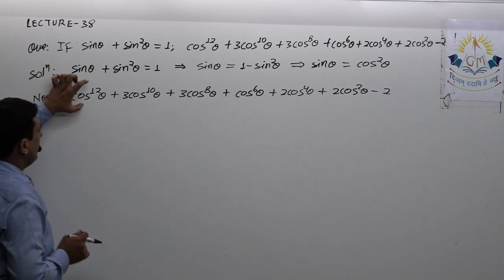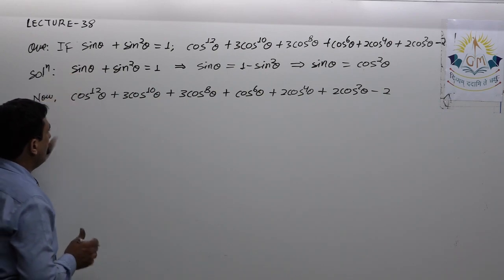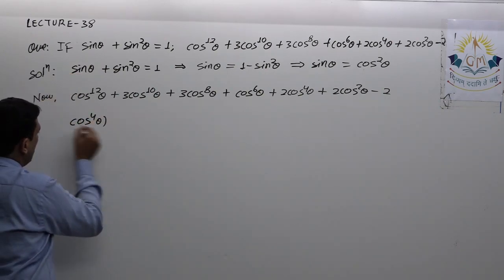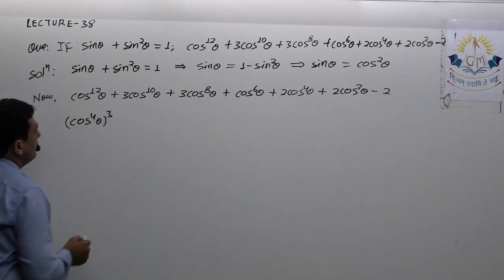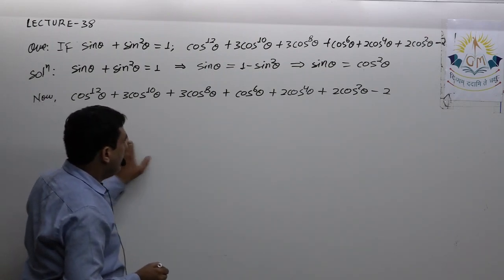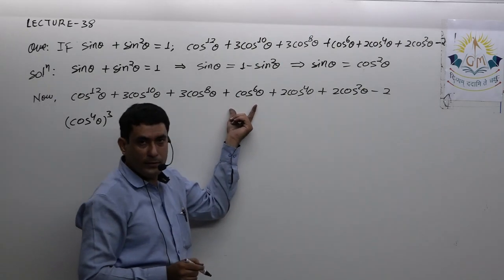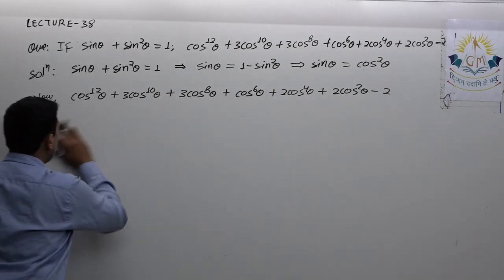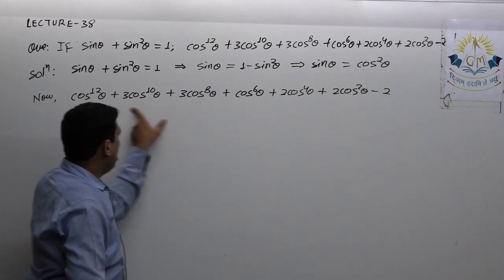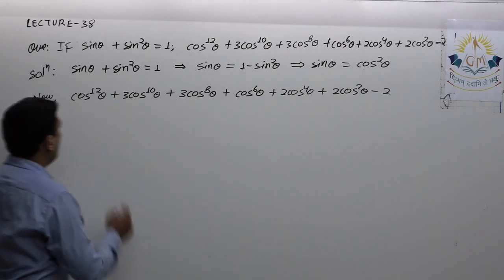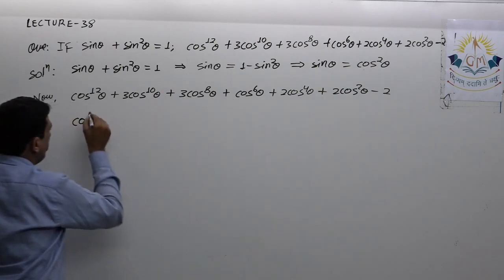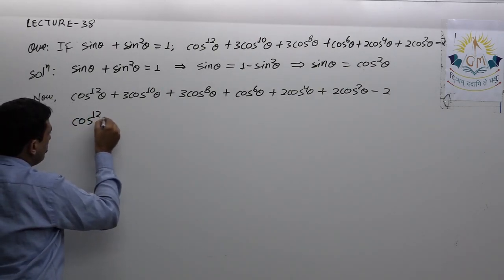See, I can write cos^4 θ whole cube, isn't it? This is cos^4 θ whole cube, and this is actually (cos² θ)^3. Before I proceed, I think this will fit the identity of (a + b) whole cube. So this is an exact cube and this is also an exact cube. So I am writing these two terms first together.